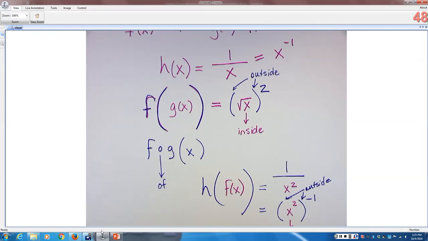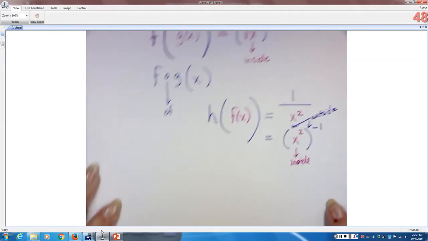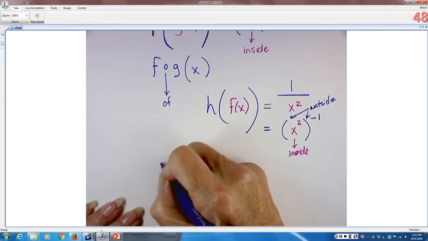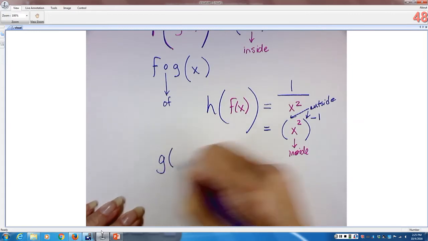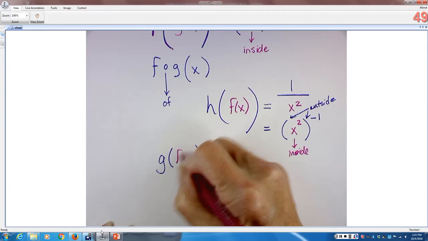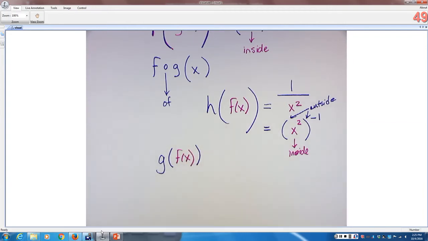One more. What if I ask you what is g of f of x? What does that look like? What's g do?